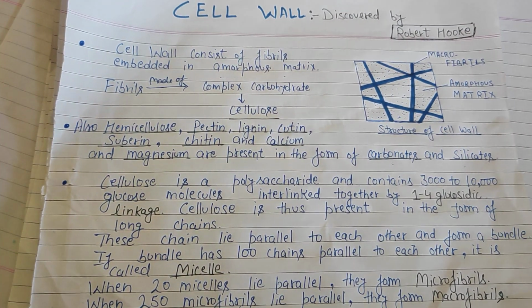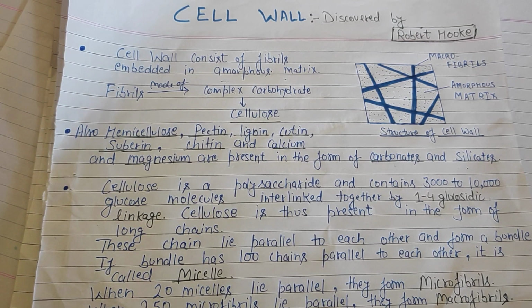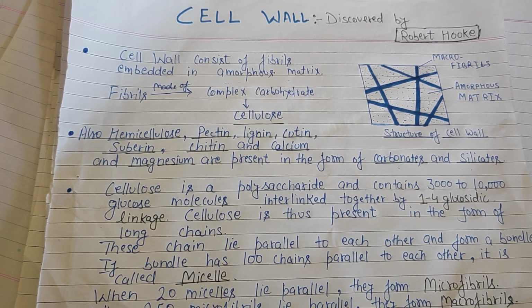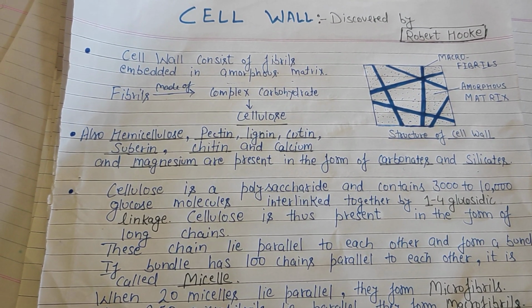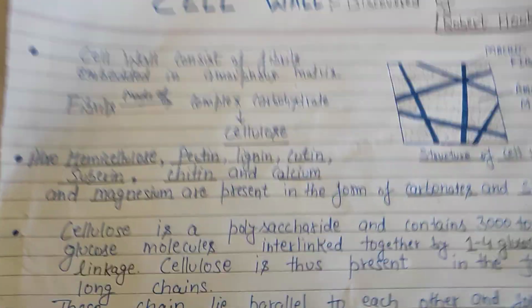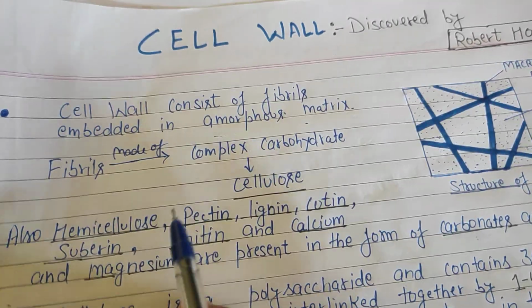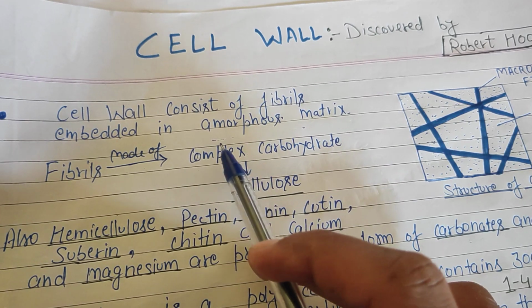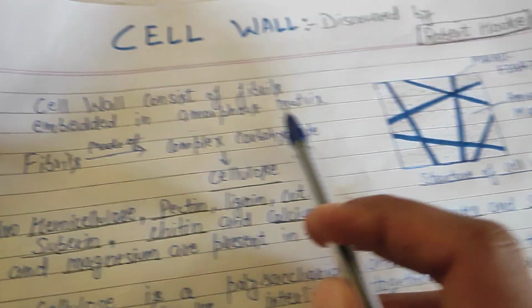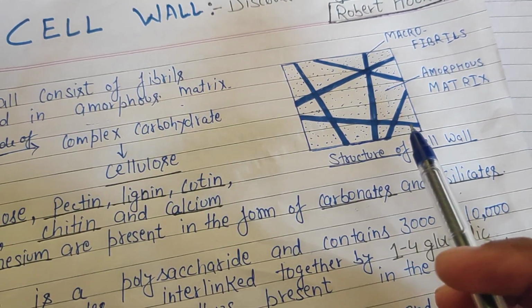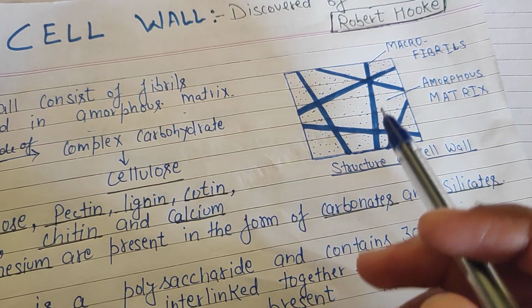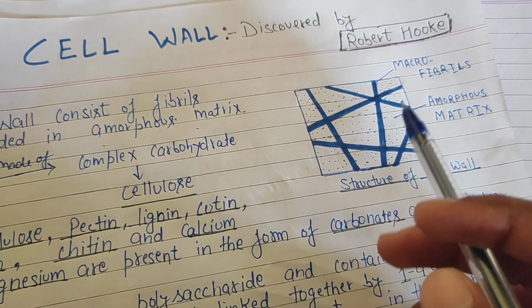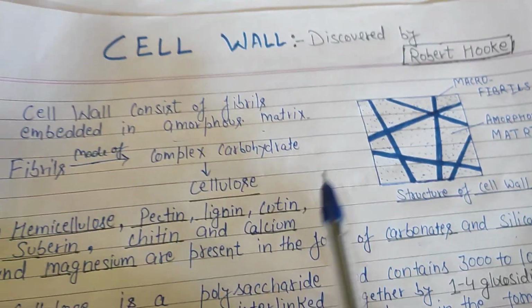The cell wall is metabolically very active and capable of growth, but it is considered a non-living structure. If we look at the chemical composition, it consists of fibrils embedded in an amorphous matrix. As you can see in the picture, the amorphous matrix is present there, and macrofibrils are arranged in this amorphous matrix.